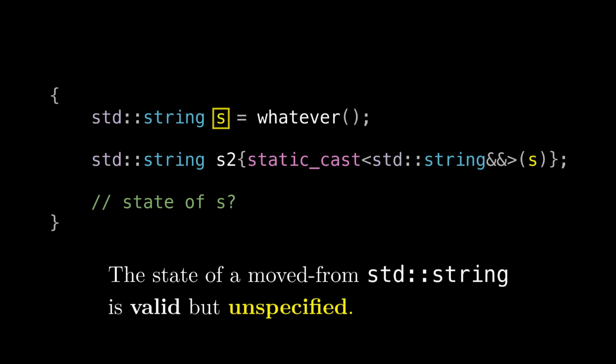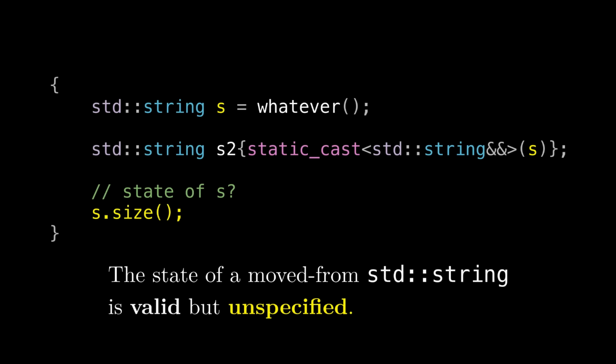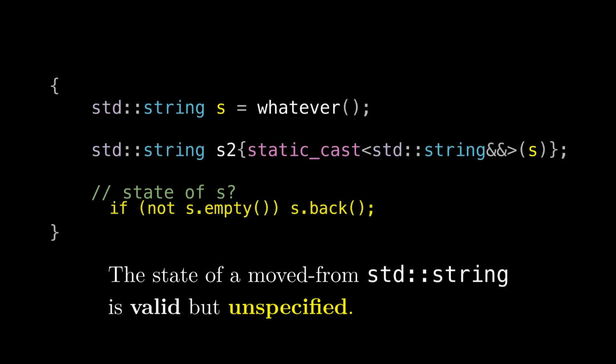The same is true for standard library types after you move from them. You can use them in any way that doesn't have any extra preconditions. We can ask for this string's size. We can call c_str. That doesn't have any preconditions. If we want to do something that does have preconditions, we can check them first. So a moved-from string is still a fully baked string. But by moving it, we lose all knowledge about what state it's in. And if we want to use it further, we need to reestablish that knowledge.